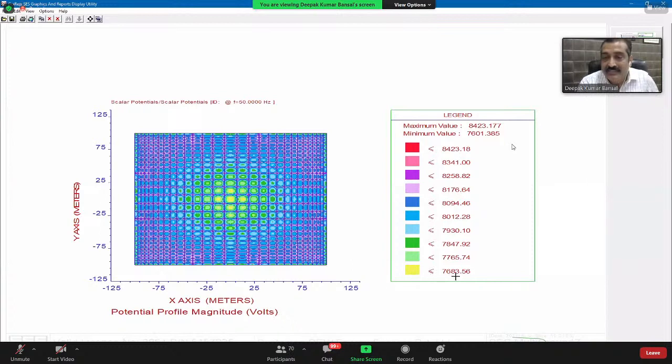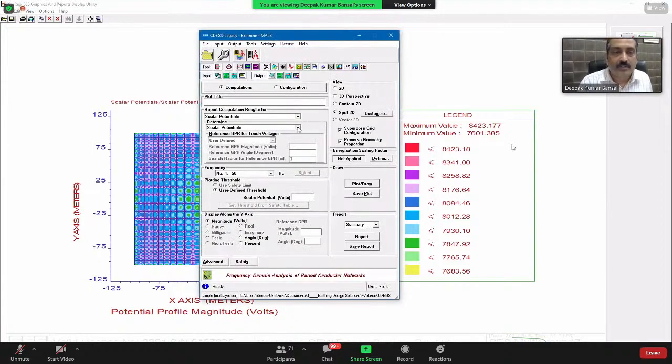So yellow color represents less than 7,683 volt, and red color represents the maximum voltage of 8,423. This is not touch and step voltage. We are just looking at the voltage generated at the entire substation, the total potential. This is not a safe voltage. You can see it is lesser in the center. That is why we have taken the bigger square in the center and lesser at the edges. Now this was the scalar potential.